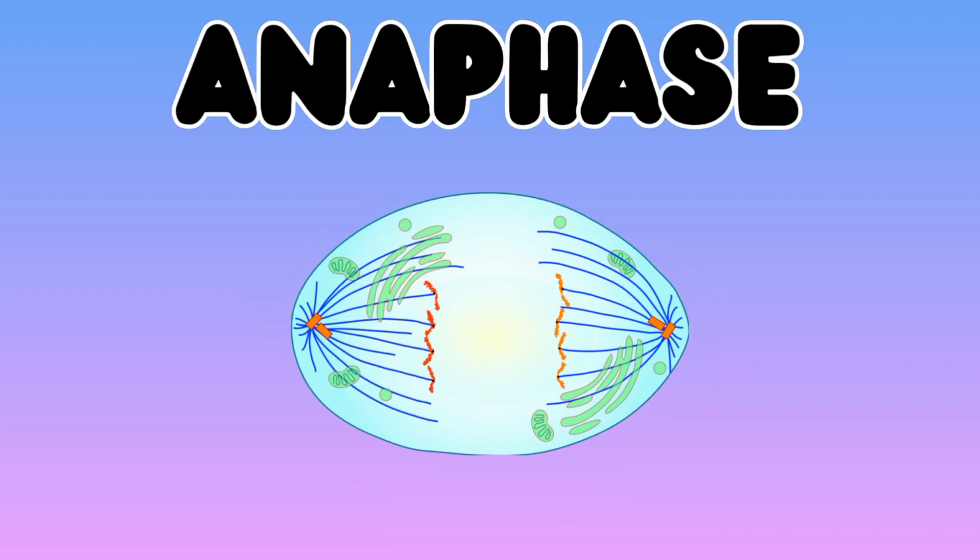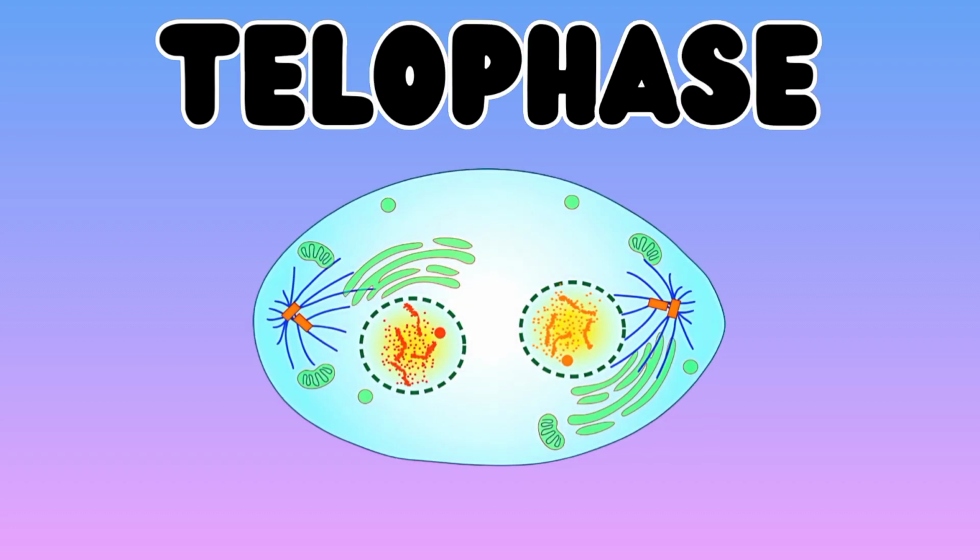Anaphase is the third stage of mitosis. During anaphase, the sister chromatids of each chromosome are separated and pulled to opposite poles of the cell. Telophase is the fourth and final stage of mitosis. During telophase, two new nuclear membranes form around the separated chromosomes.